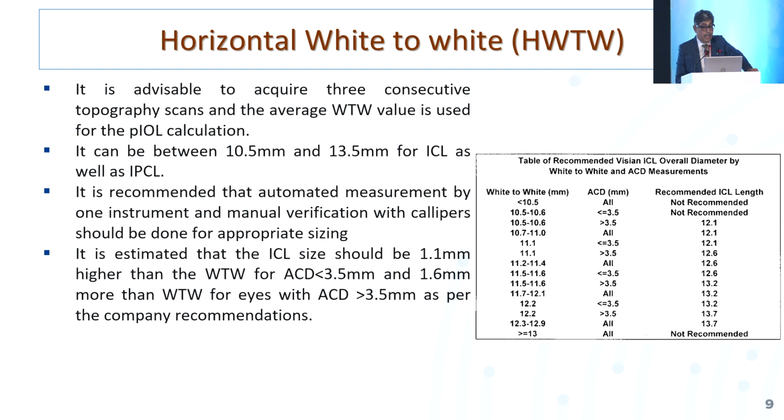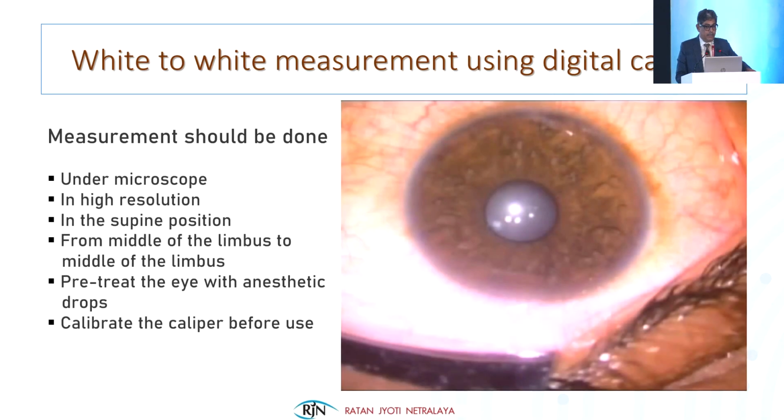It is estimated that the ICL size should be 1.1 millimeter higher than the white to white if the AC depth is less than 3.5 millimeter, and when it is more than 3.5 millimeter, the ICL size should be 1.6 millimeter more than the white to white which we have measured. So how to measure it?